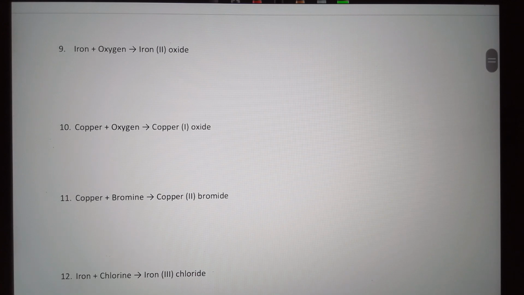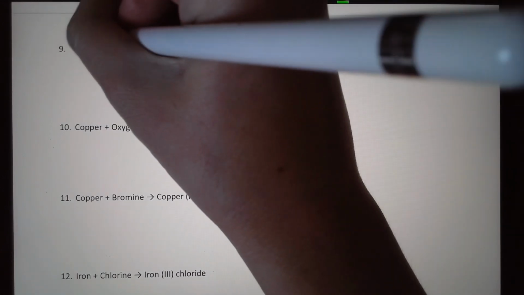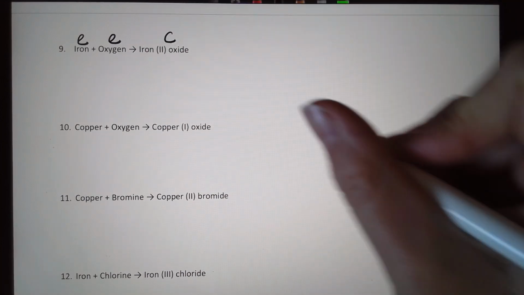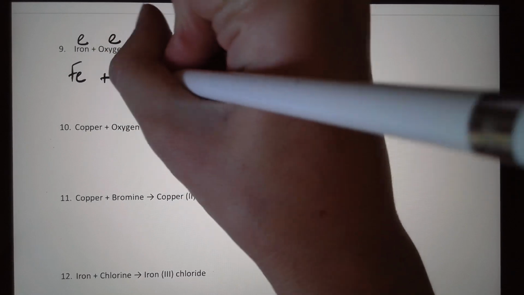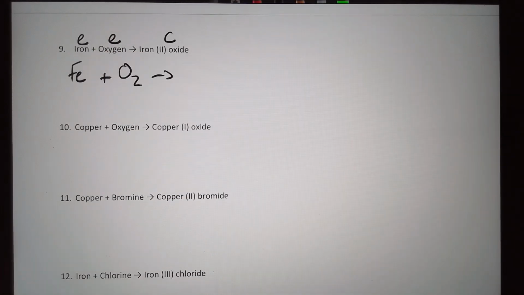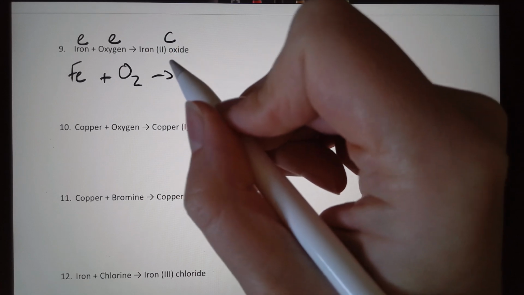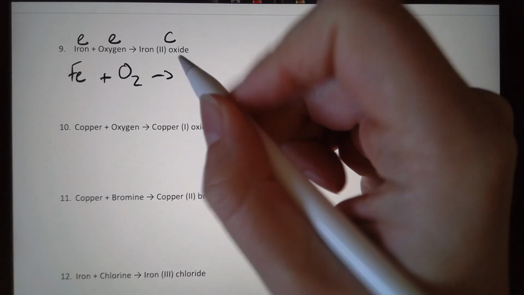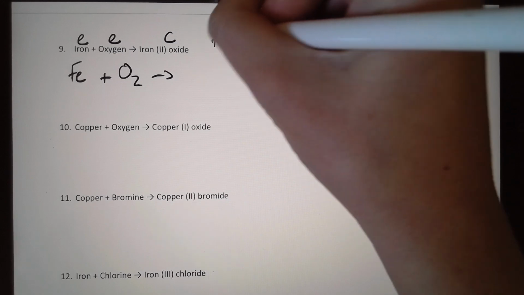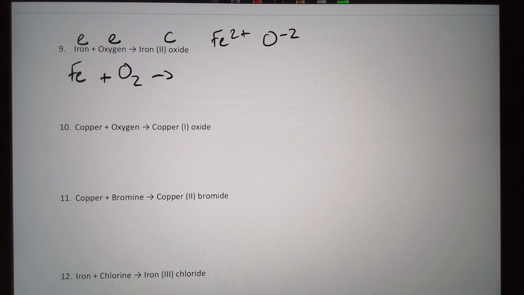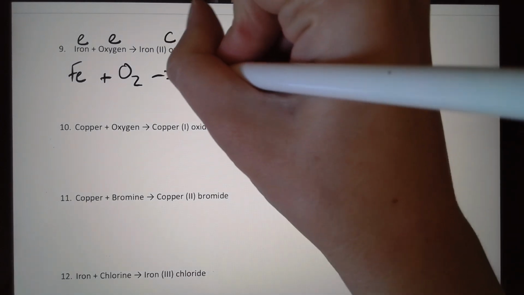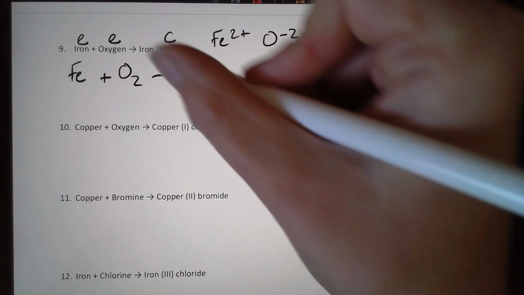Iron and oxygen goes to iron 2 oxide. Iron is an element, oxygen is an element, iron 2 oxide is a compound. Iron is not diatomic, oxygen is diatomic. And on this side, iron 2 oxide, again that 2 in Roman numerals tells me the charge is +2. So I know iron is +2, oxygen I know is -2. Those charges cancel, the formula is just FeO. To balance, I'll need a 2 here, I'll need a 2 here.